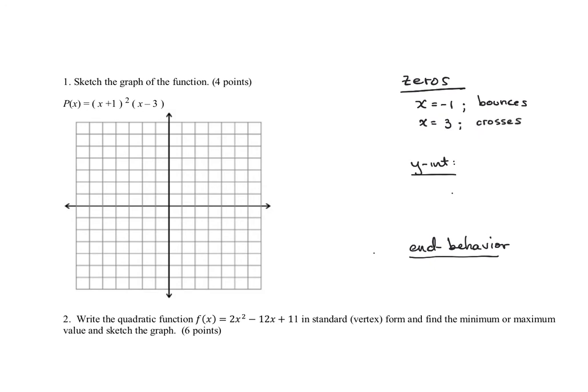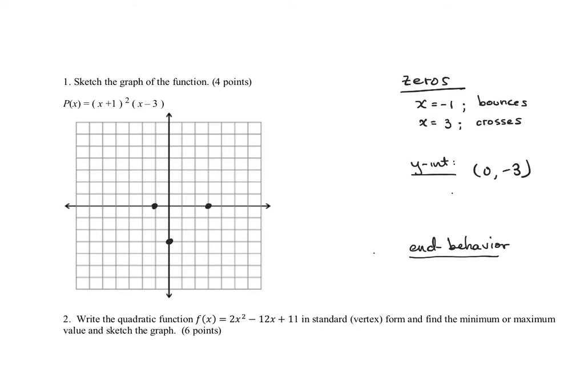Okay, the y-intercept, remember we find the y-intercept of any function by letting x equal 0, or substituting a 0 for all the x's. So plug in a 0 here, 0 plus 1 is 1, 1 squared is 1, and then 0 minus 3 is -3, 1 multiplied by -3 is -3, so the y-intercept is the point (0, -3). So we have our y-intercept there.